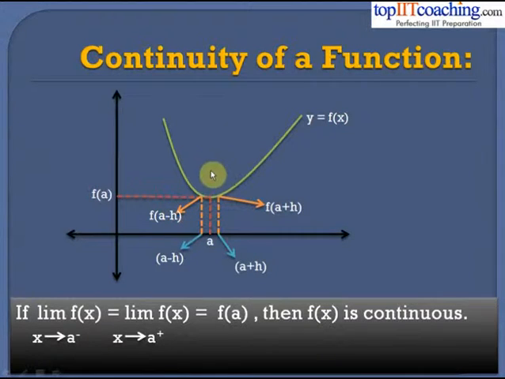Now continuity of a function is defined as follows: if the limit of f(x) when x tends to a negative, that is the left hand limit of f(x) at the point x equal to a, is equal to the limit of f(x) when x tends to a positive, that is the right hand limit of f(x) at x equal to a, is equal to f of a, that is the value of y at the point x equal to a, then if this condition holds, f(x) is said to be a continuous function at x equal to a.